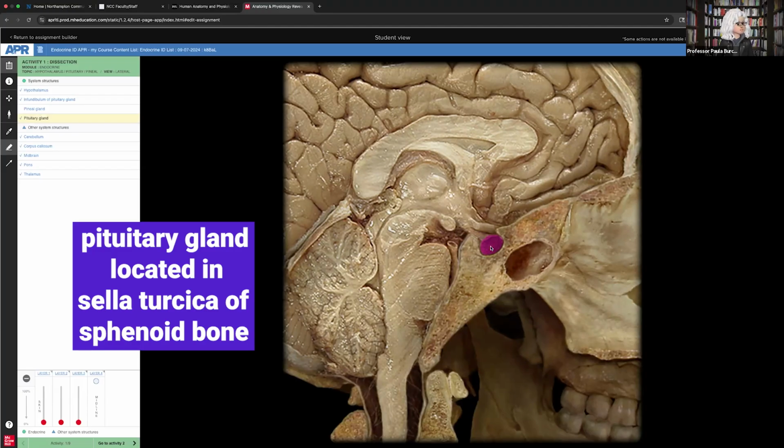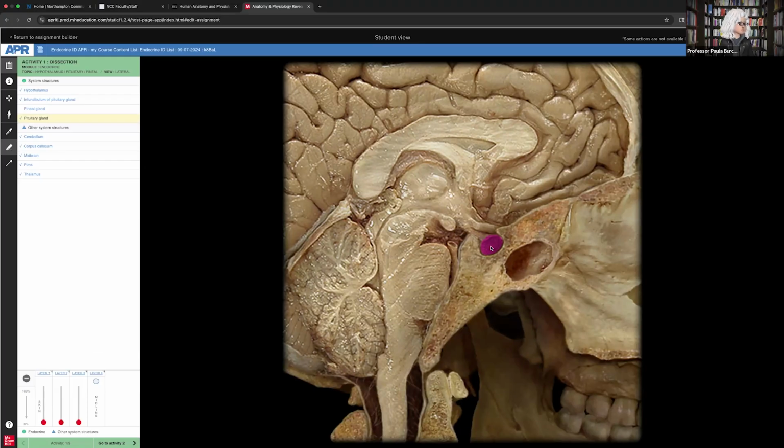Remember, the pituitary gland has 2 lobes, an anterior lobe or adenohypophysis, which consists of glandular tissue, and a posterior lobe or neural hypophysis, which consists of neural tissue. The anterior lobe is going to release 6 hormones. The posterior lobe will release 2 hormones. The hormones released by the posterior pituitary are synthesized in the hypothalamus, whereas the hormones released by the anterior pituitary are synthesized by the anterior pituitary.